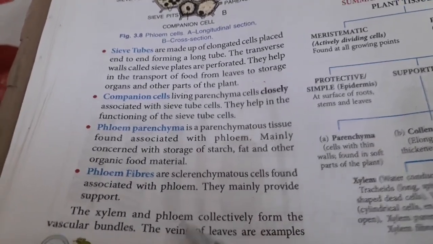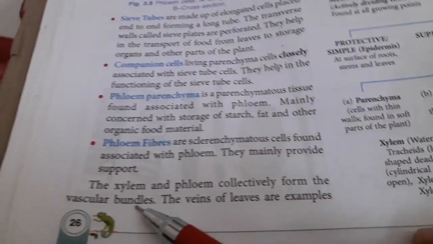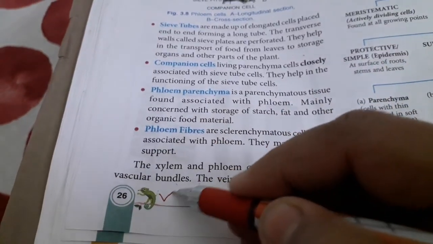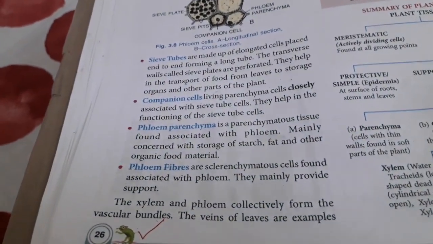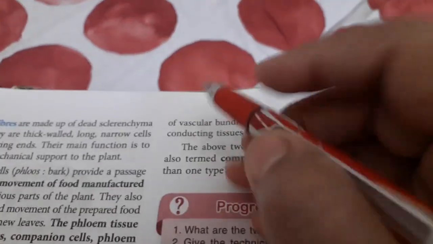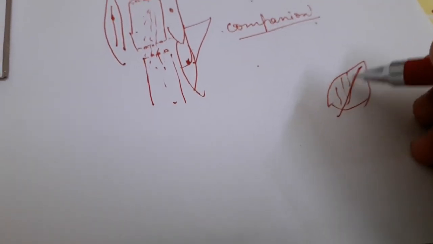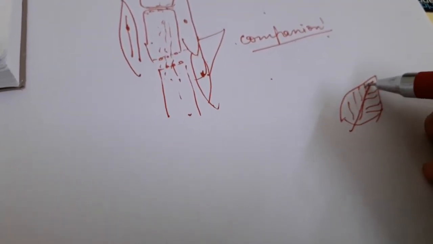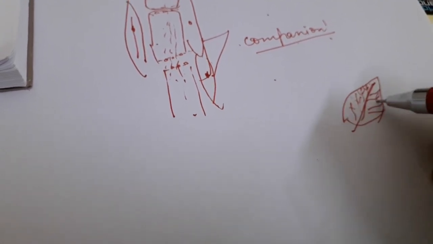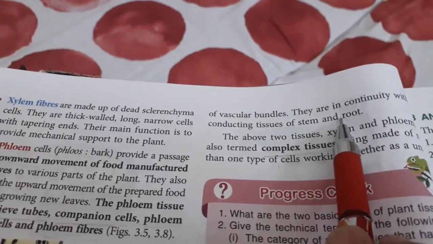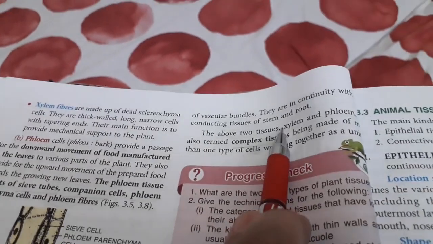So xylem and phloem collectively, you have read, are called vascular bundles, also known as conducting tissue. The veins of leaves are the examples. If you remember the structure of a leaf, this is the midrib and these are called the veins. It can be of reticulate and parallel venation that you will read later on. So all these veins are made up of xylem and phloem both, so we call it vascular bundles. They are in continuity with conducting tissues of stem and root.